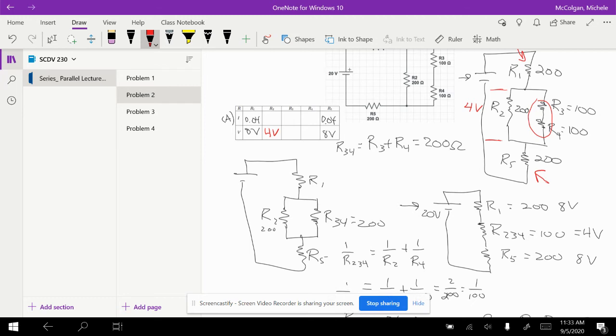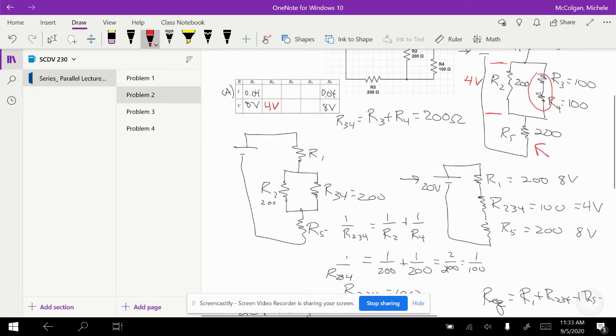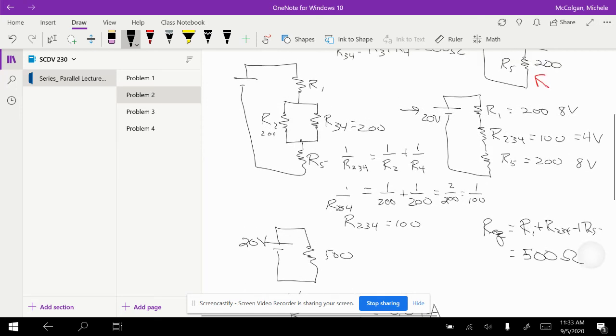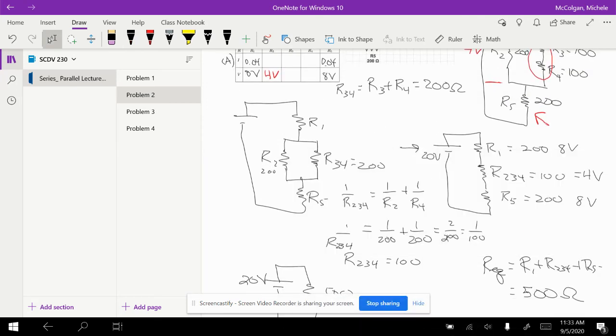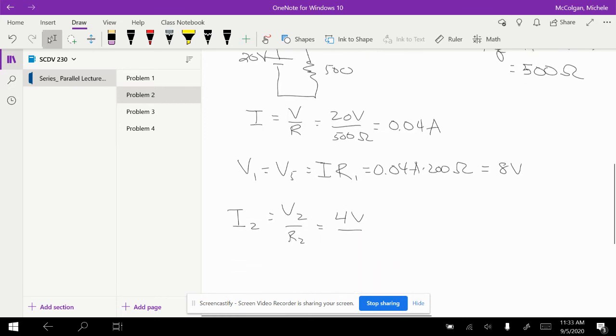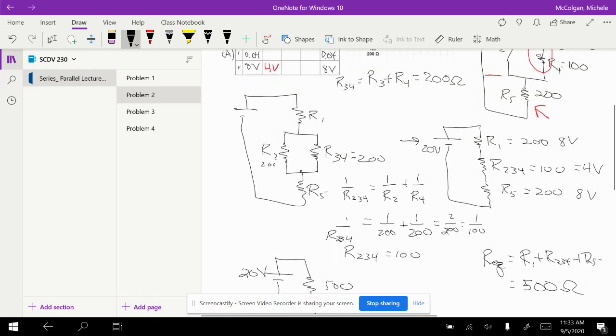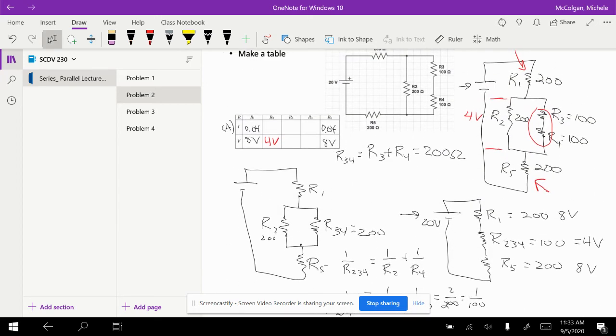Since I know 4 volts, let's just do that right now. So if I have 4 volts across R2, what is the current I2? So I2 is equal to V2 over R2. And so that's equal to 4 volts over 200 ohms, which is equal to 0.02 amps. Okay, so I can fill that in. So I've got 0.02.